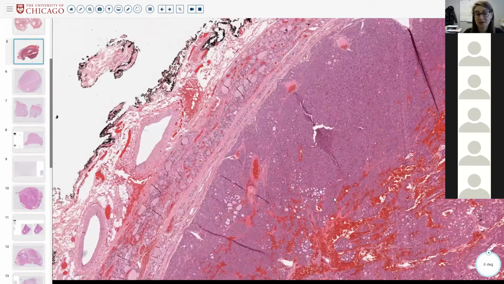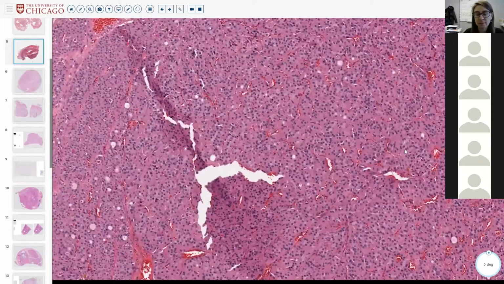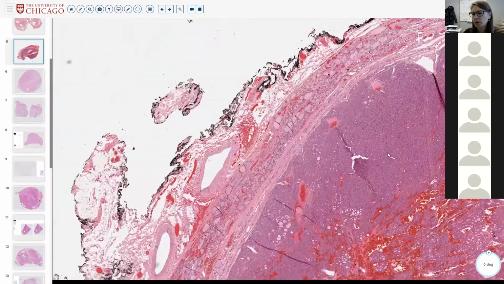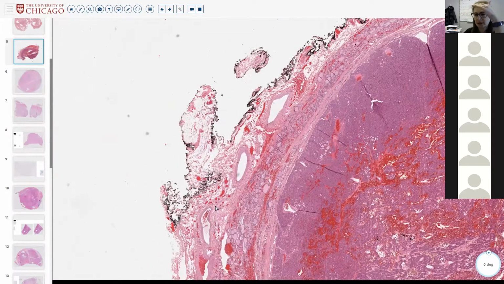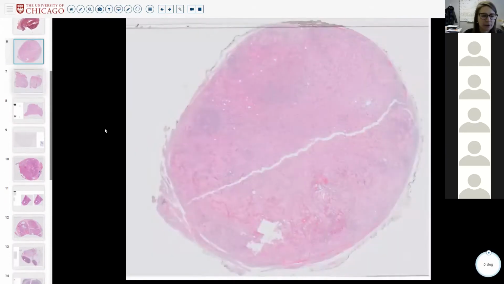So this does have some solid or trabecular growth, but otherwise no necrosis, no mitosis, completely encapsulated. I think we're good to call it benign. So good job on that one. Does anybody have questions so far?